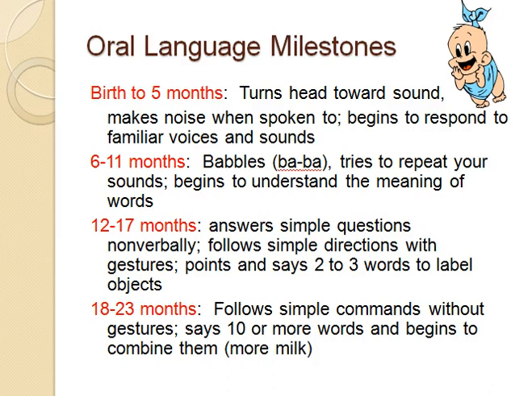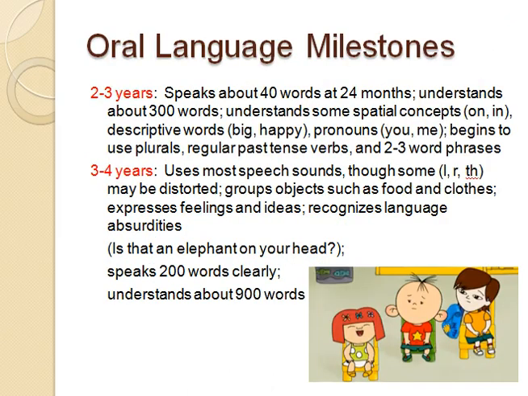At 6 to 11 months, he babbles, tries to repeat your sounds, he begins to understand the meaning of words. At 12 to 17 months, he answers simple questions non-verbally. He follows simple directions with gestures, and points and says 2 to 3 words to label objects. At 18 to 23 months, he follows simple commands without gestures, says 10 or more words, and begins to combine them. "More milk." At 2 to 3 years, he speaks about 40 words at 24 months.